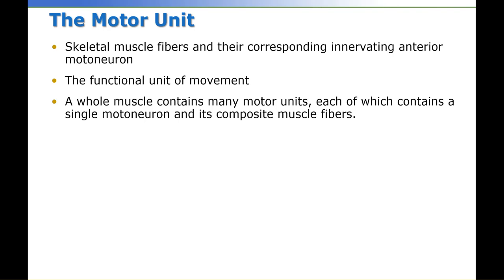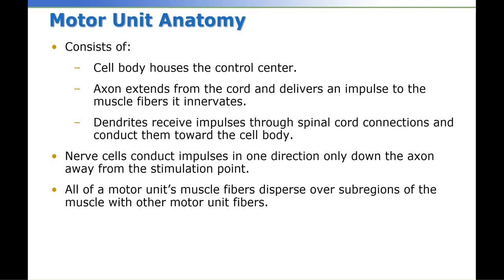So motor unit: skeletal muscle fibers and their corresponding innervating anterior motor neuron. It is the functional unit of movement. A whole muscle contains many motor units, each of which contains a single motor neuron and its composite muscle fibers. Motor unit anatomy consists of the cell body, which houses the control center. The axon extends from the cord and delivers impulses to the muscle fiber it innervates.